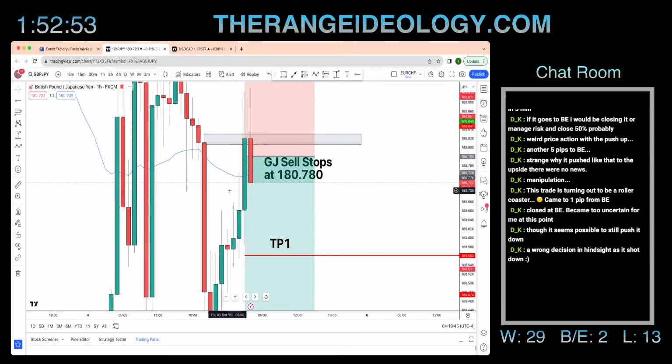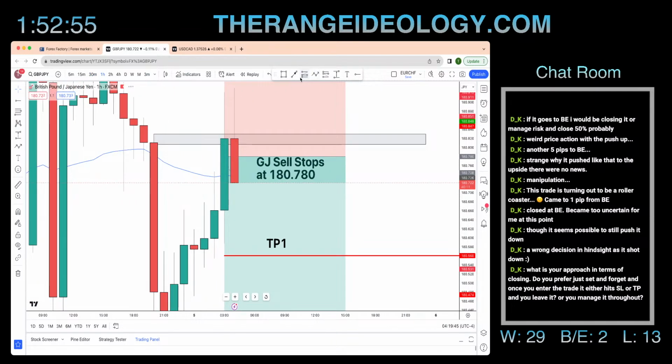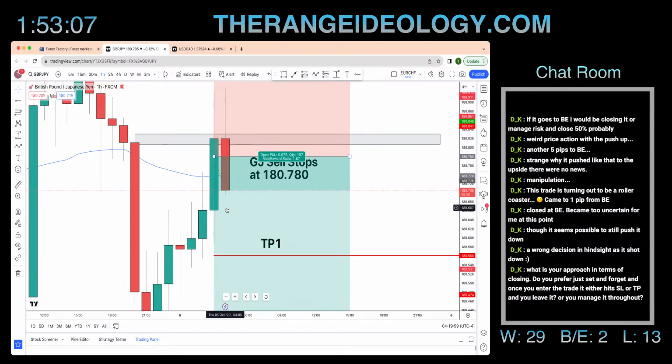And on the 1 hour, I can see that the previous 1 hour pushed all the way down here. So because of that, I'm waiting to just maybe tap into TP1 or as close as possible before I close 50% and then adjust my stops at break even. But if it hits below this mark, I'm going to adjust my stops at break even.